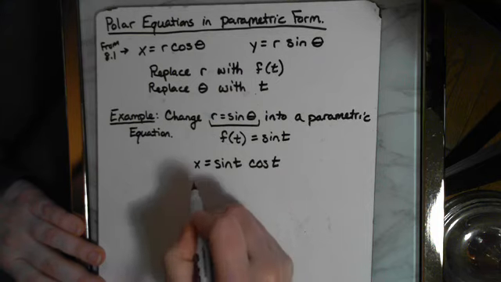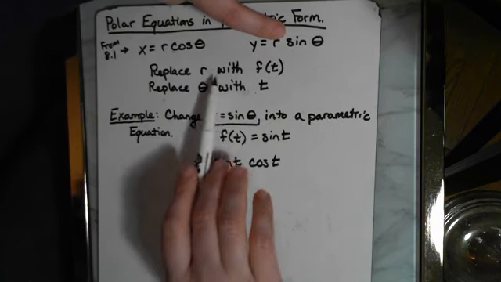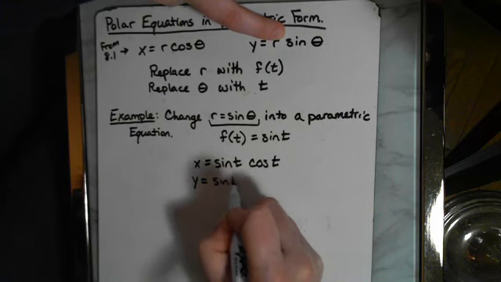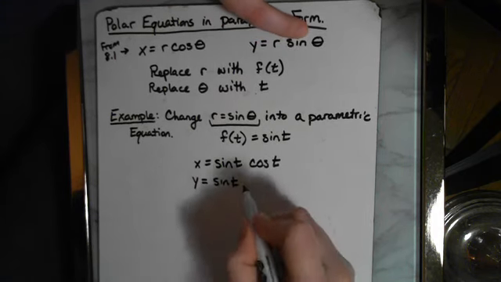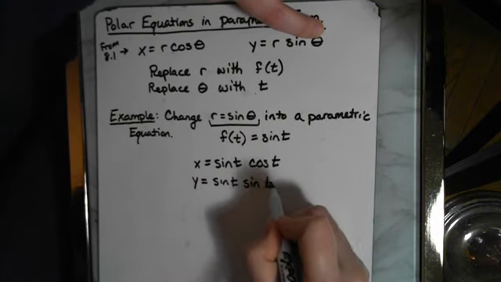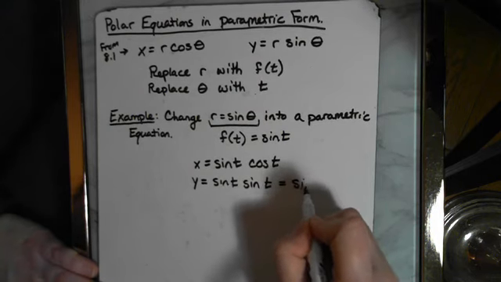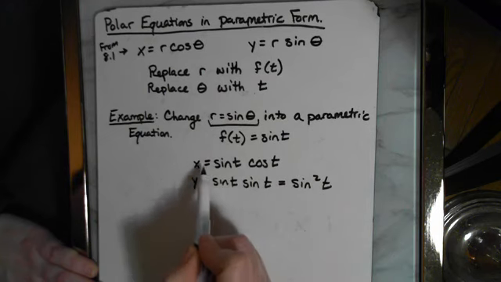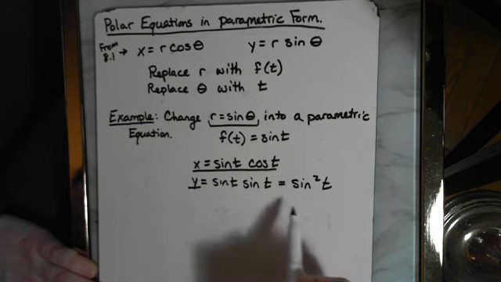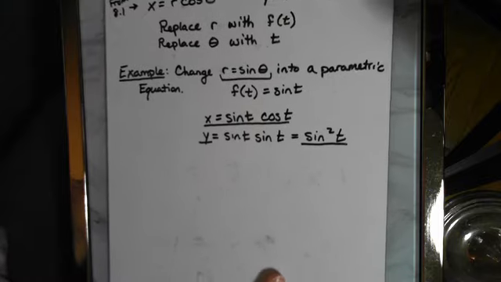Now for the y, I have y equals, r is going to be replaced with the f of t that I wrote, so sine t, and then times the sine, and my theta is going to be replaced with a t. Okay, so I can leave it like this, but this can be simplified to sine squared t. So my parametric equations are x equals sine t cosine t, and y equals sine squared t. Let's take a look at another example.